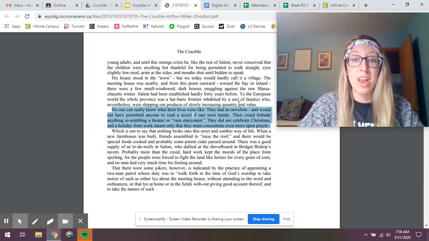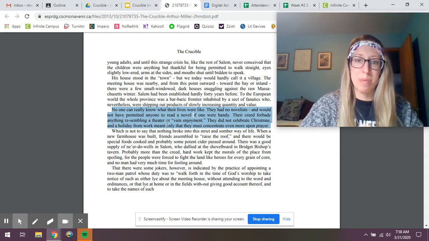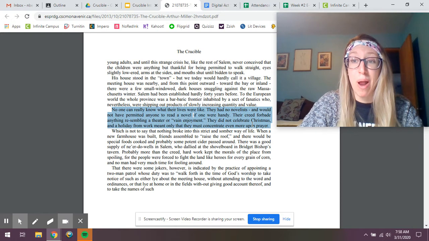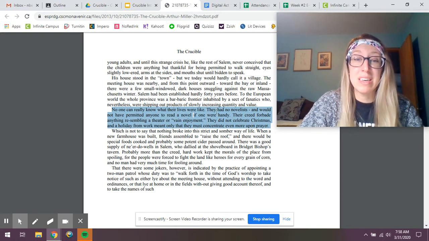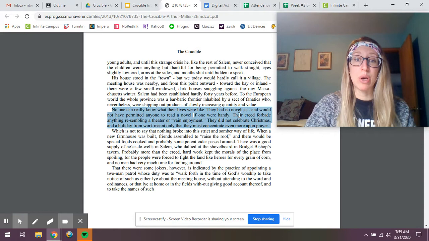Okay, so there's no fun, like I mentioned, no fun of any kind. Their creed forbade anything resembling a theater or vain enjoyment. They did not celebrate Christmas, and a holiday from work meant only that they must concentrate even more upon prayer. This was really the Puritan belief, right? They didn't do anything that was fun. The only book that they would have had to read would have been the Bible.